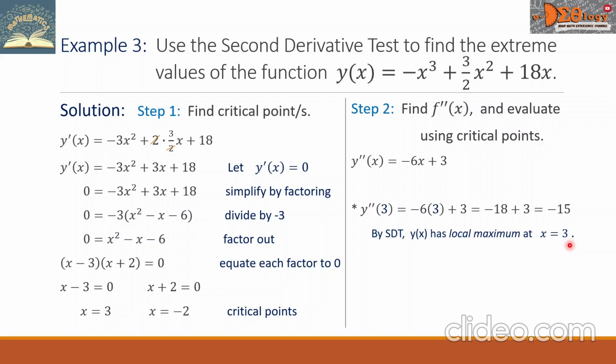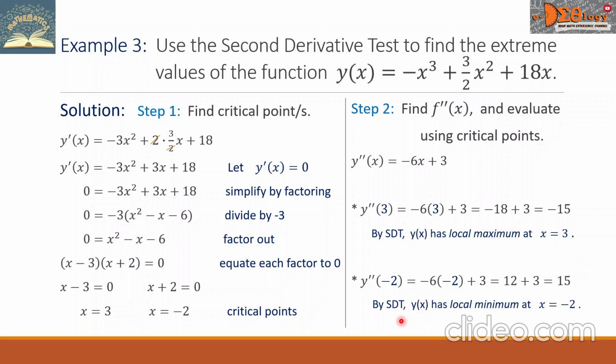equals 3. Then the second critical point. So we have y double prime of negative 2. So this function becomes negative 6 times negative 2, then plus 3. The product, negative 6 and negative 2, is positive 12, then plus 3. So we have positive 15. We have a positive value here. By the second derivative test, the function y of x has a local minimum at x equals negative 2.